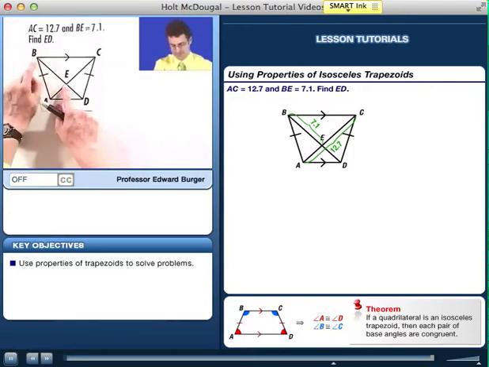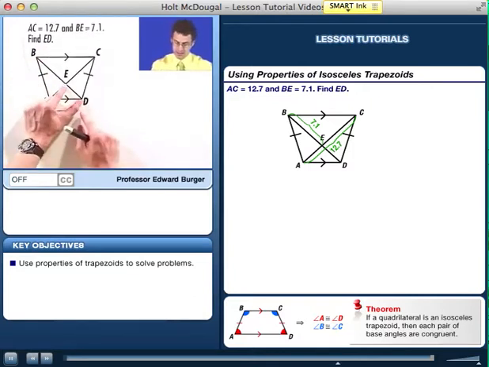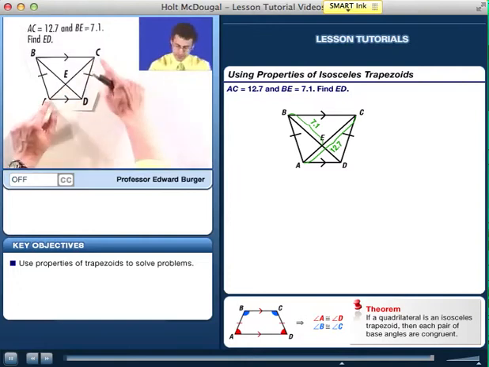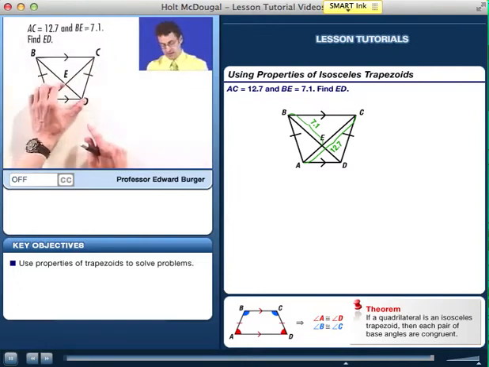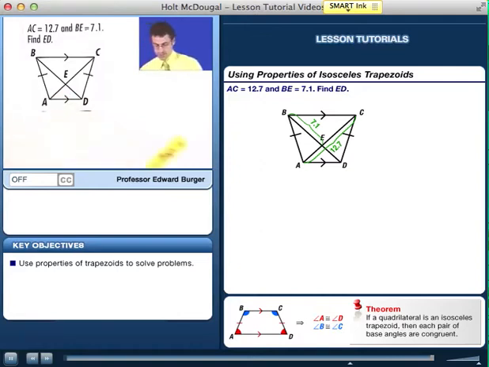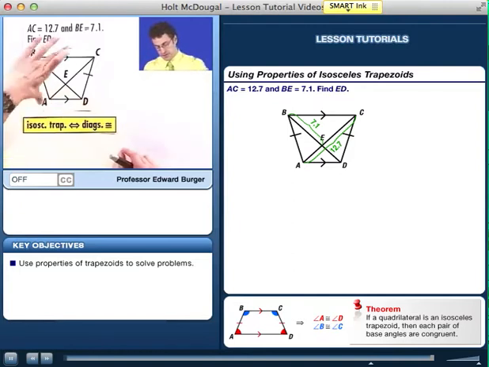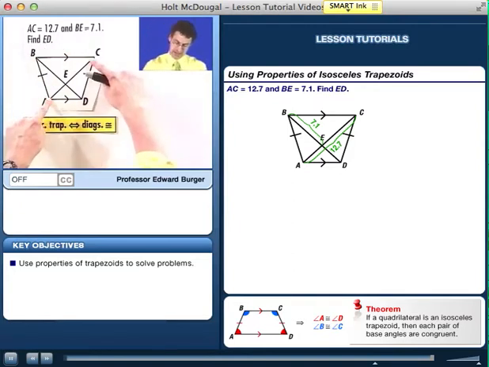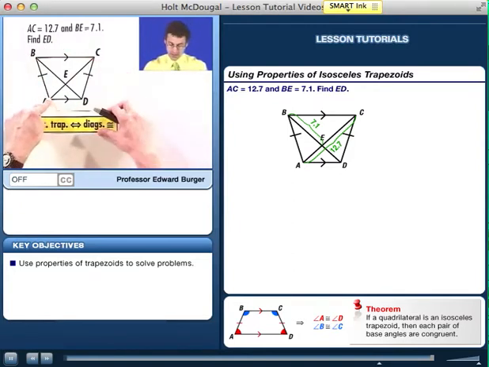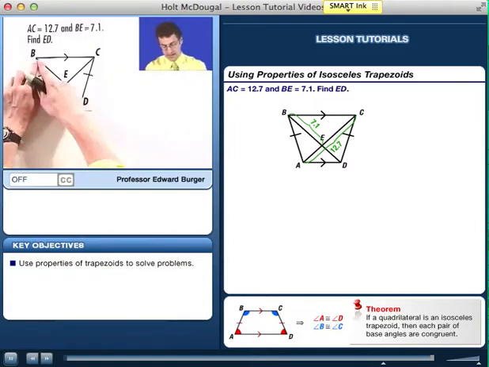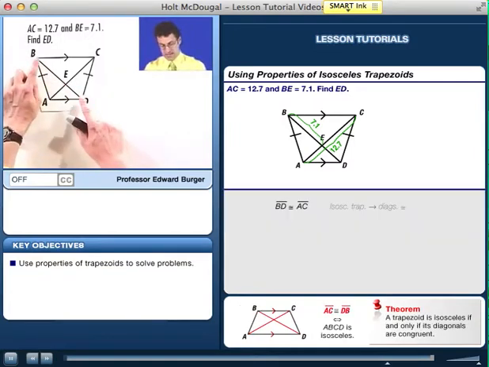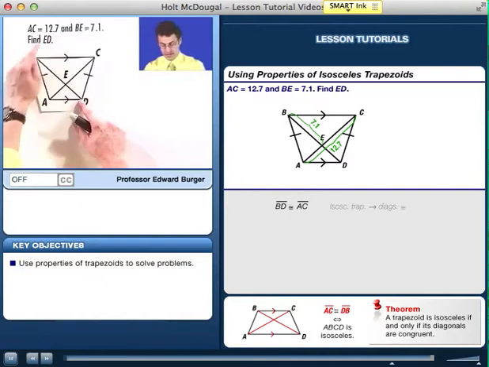Well, that's my name. Find ED. So what's this length right here? I know this whole length, I know this little piece, I want to find that. Well, one of the great properties about isosceles trapezoids is that the diagonals are going to be congruent. Diagonals are congruent. So, if you know this length, then we know this length is the same thing. So, BD is also 12.7.